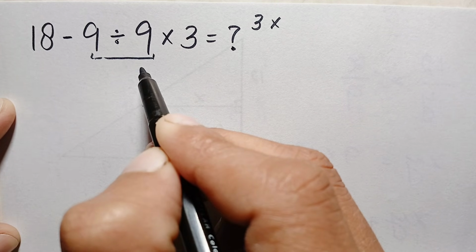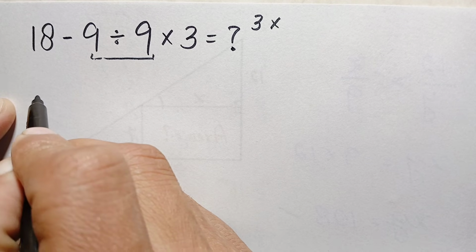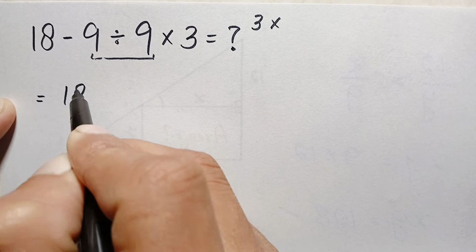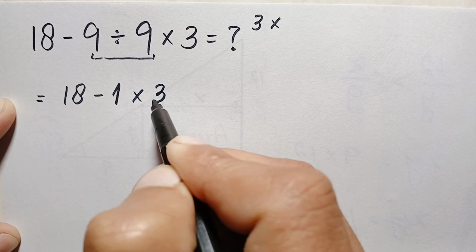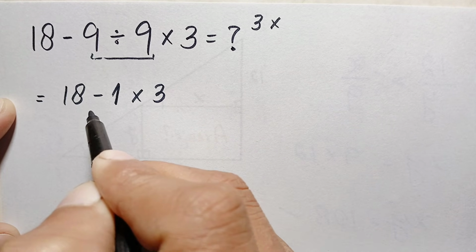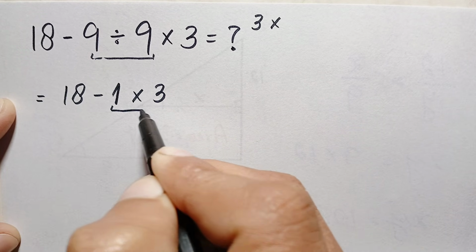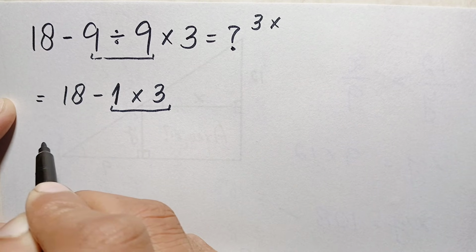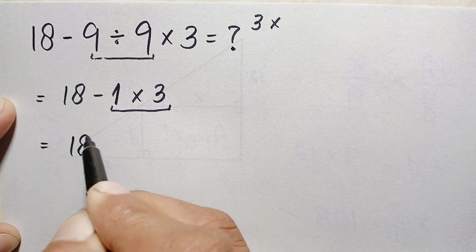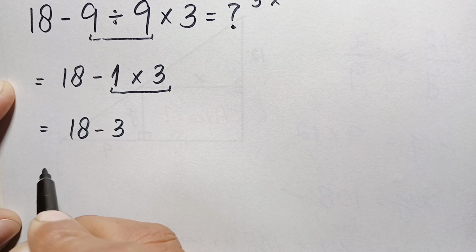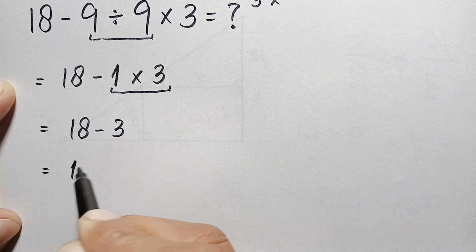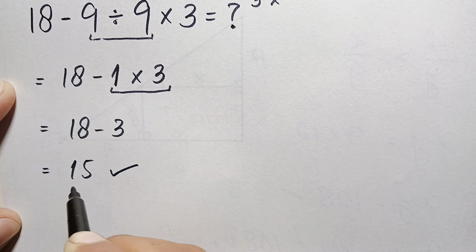So 9 divided by 9 is simply 1. So this will become 18 minus 1 times 3. Here we have two operations: subtraction and multiplication. So next we have to do this multiplication. So 1 times 3 is simply 3. And finally, 18 minus 3 is simply 15. And that is our final correct answer.